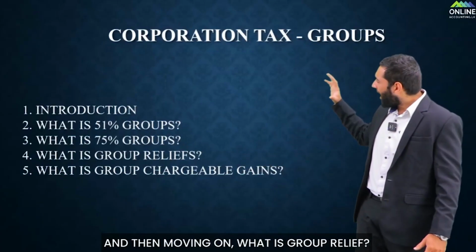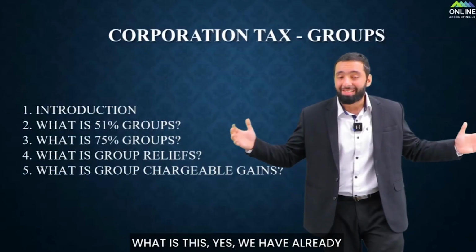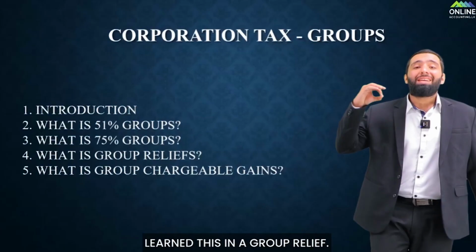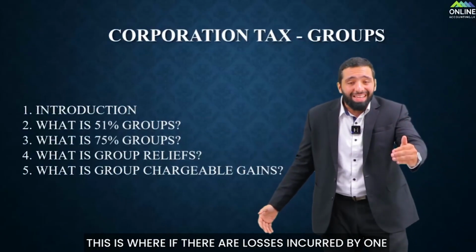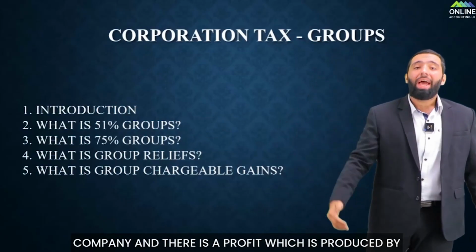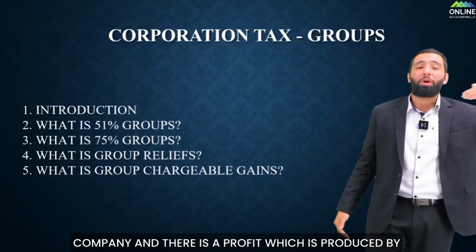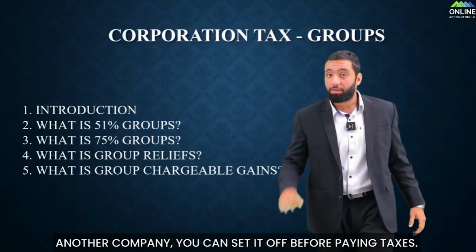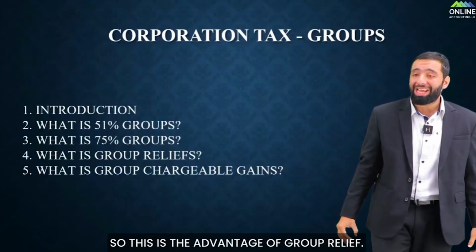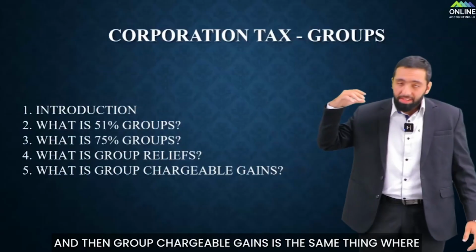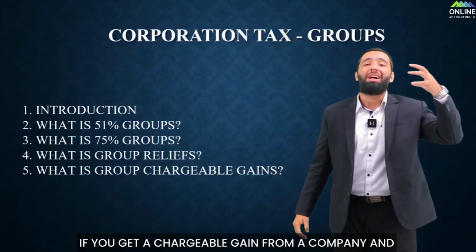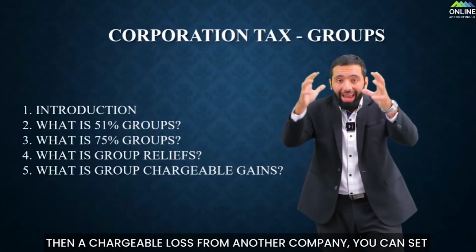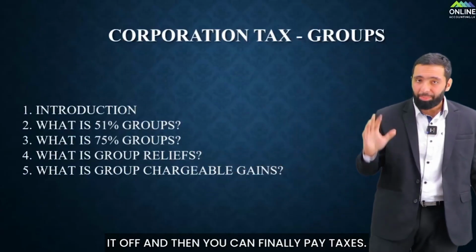And then moving on, what is group relief? Yes, we have already learned this. In group relief, if there are losses incurred by one company and there is a profit produced by another company, you can set it off before paying taxes. So this is the advantage of group relief. And then group chargeable gains is the same thing, where if you get a chargeable gain from one company and a chargeable loss from another company, you can set it off and then finally pay taxes.